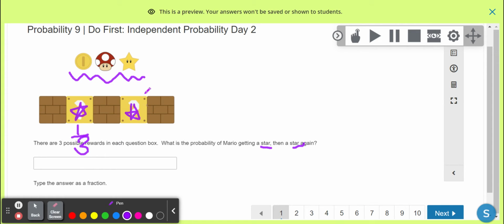And again, for this next one, we also have a 1/3 chance. We can get the star more than once. All right, so then we're going to multiply 1/3 times 1/3. So 1 times 1 is 1, and 3 times 3 is 9. So that one would be 1/9.